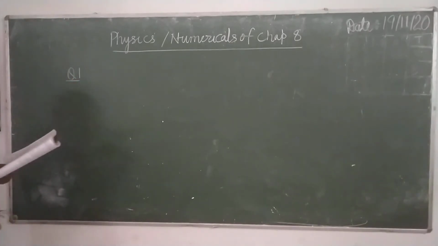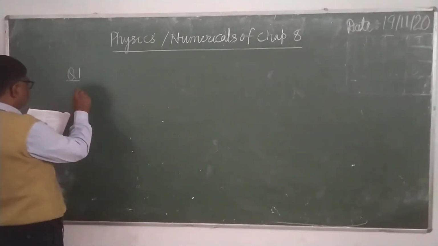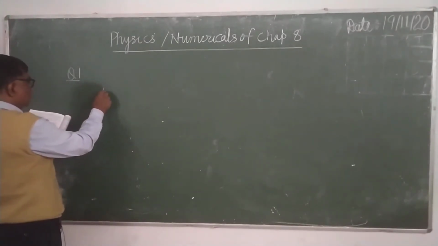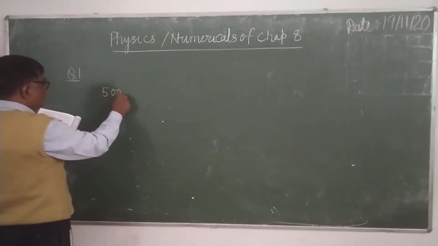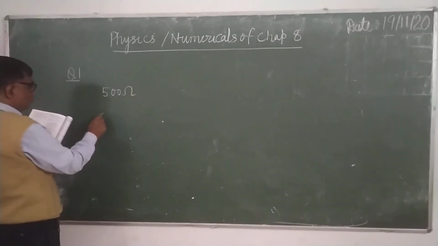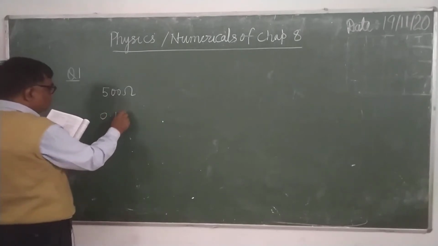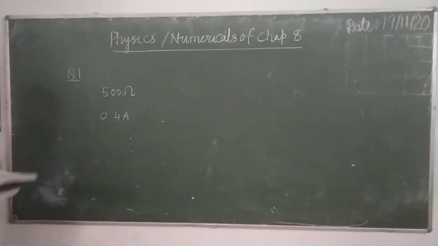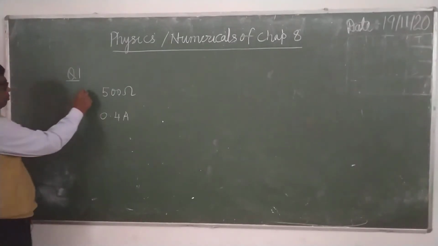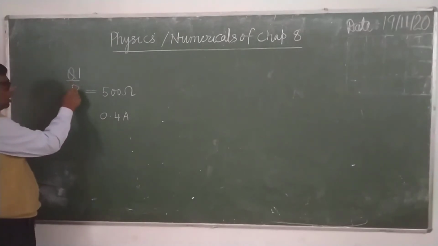An electric bulb of resistance 500 ohm draws current of 0.4 ampere from the source. Here the quantities which have been given, you identify their symbols and write in terms of the symbols. It is clear? So what is 500 ohm in terms of symbol? It is R.